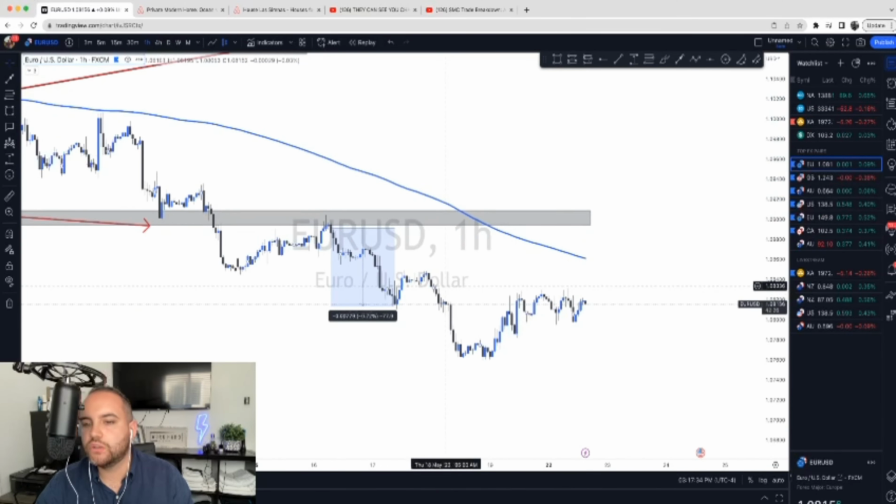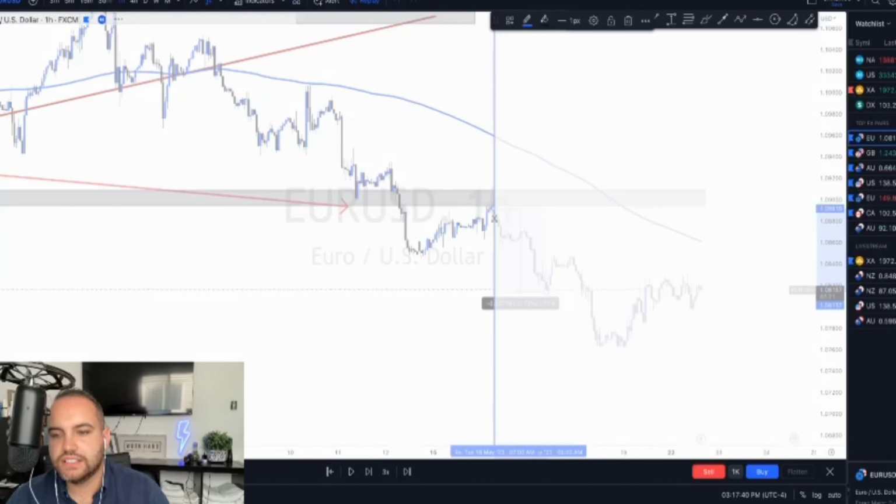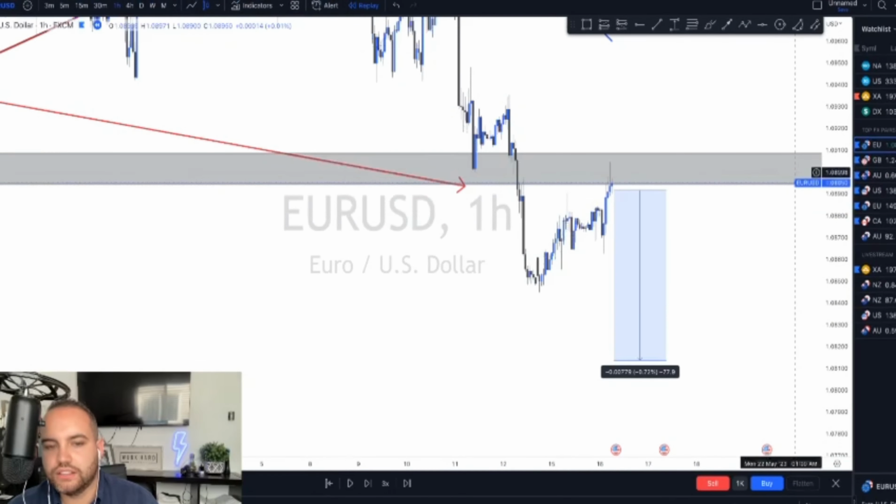Now if we narrow this down to the 1-hour time frame, had I cleared this off so it was as if it was current price action over here, you could see that price literally came to our level, literally to this level of resistance.